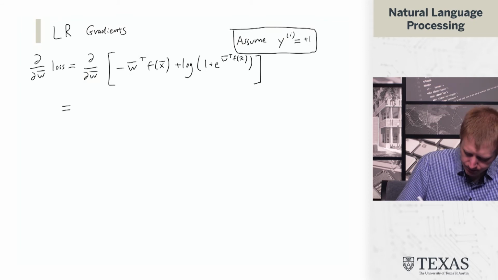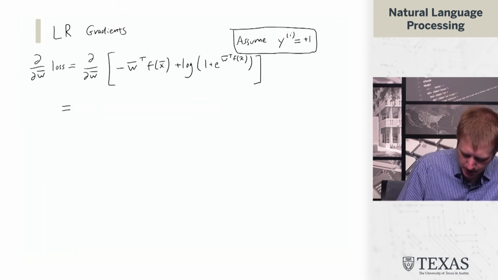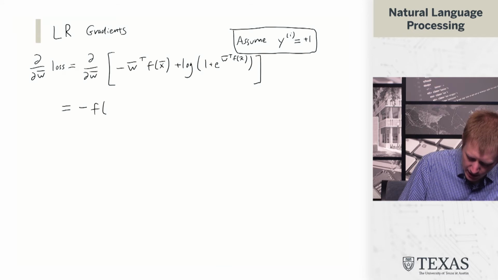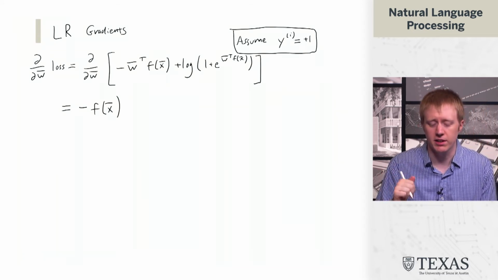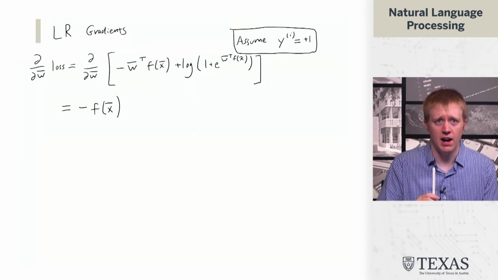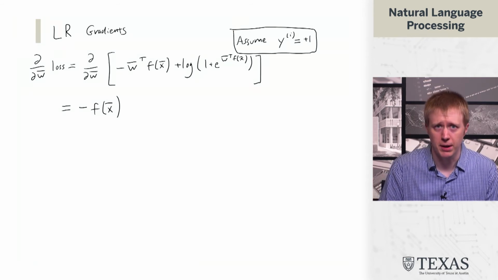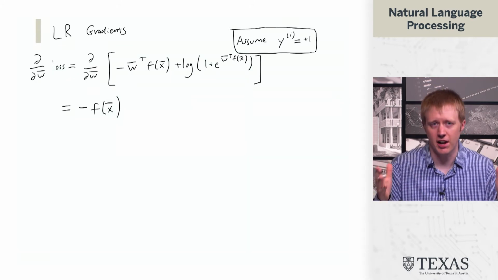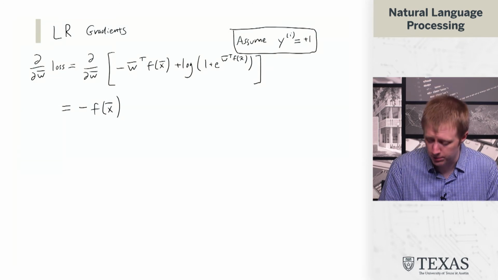Okay, so now we need to take the gradient of this expression with respect to w. If you're not familiar with vector derivatives, you can just think about a dot product as a sum, for each term in w and each term in f of x, of the product of them. When you take the gradient with respect to w, it's this linear sum, and the w terms go away and leave you with the f of x terms.